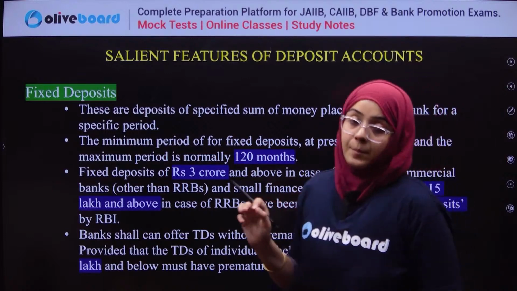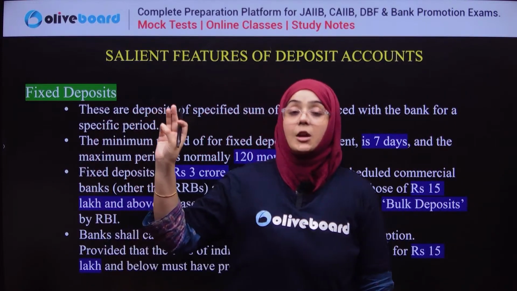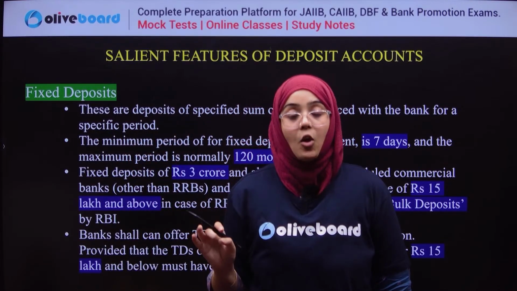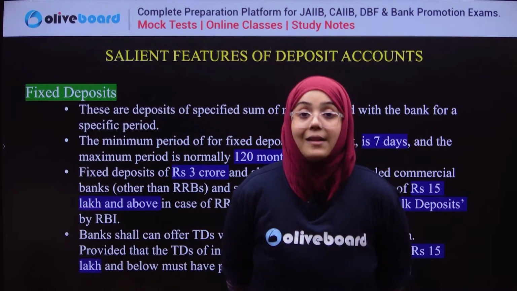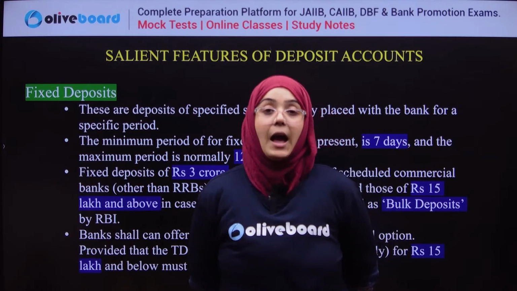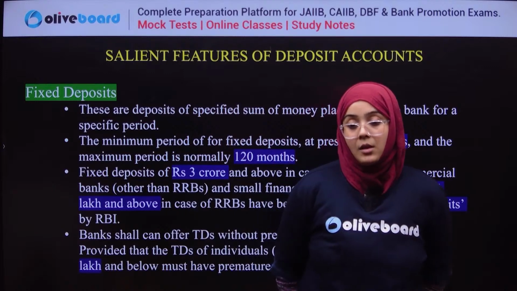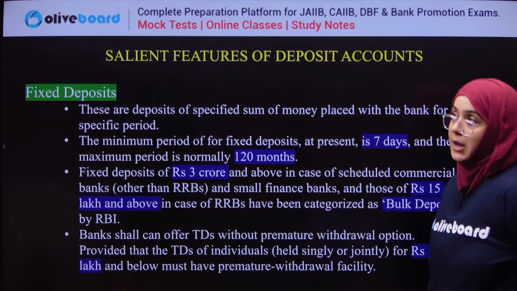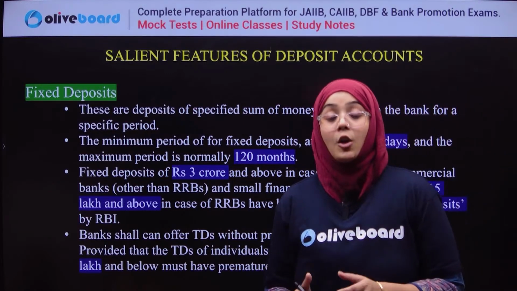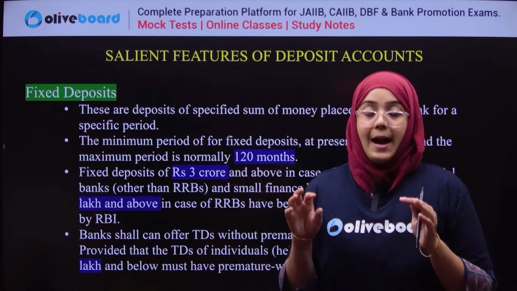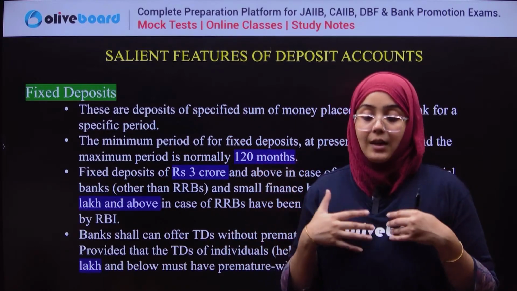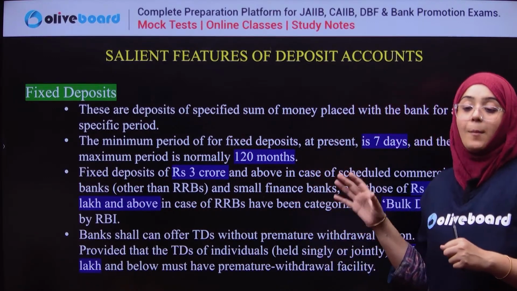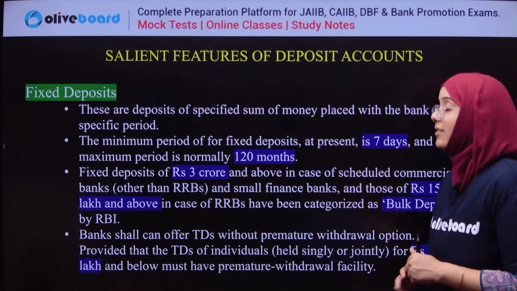Next, what is an FD? Fixed deposit. We have learned about current, we have learned about saving, we have learned about the basic saving bank deposit account. Now we are talking about FDs, that is, fixed deposits. Fixed deposits are for a certain time period. They are deposits of a specified sum of money placed with a bank for a specific period, and after maturity you get the FD returned.